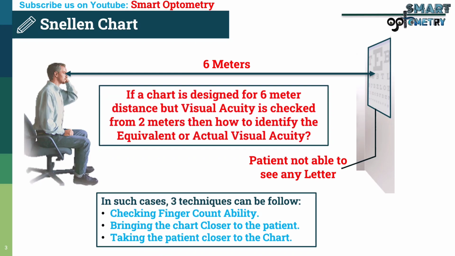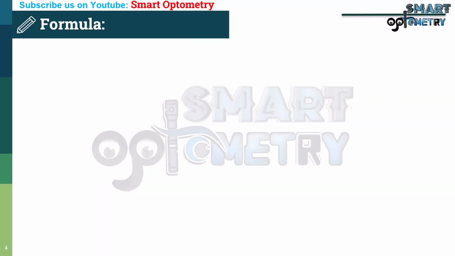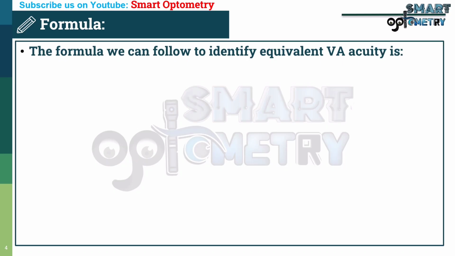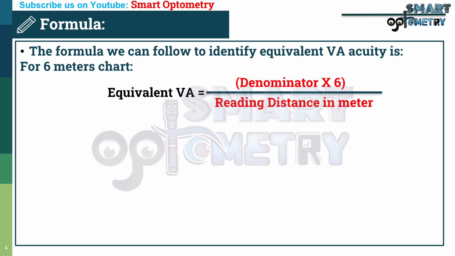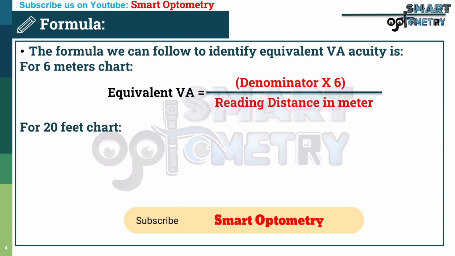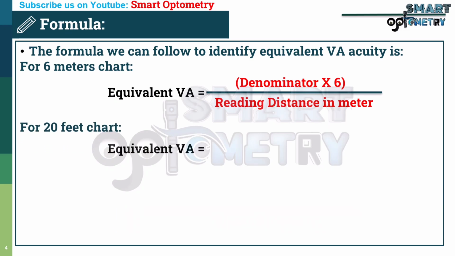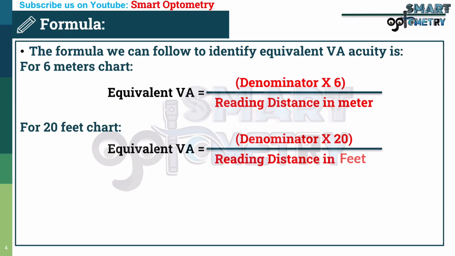Now, if a chart is designed for 6 meter distance but visual acuity is checked from 2 meters, then how do we identify the equivalent or actual visual acuity? The formula we can follow is, for a 6 meter chart, equivalent visual acuity equals denominator multiplied by 6 divided by reading distance in meters. For a 20 feet chart, equivalent visual acuity equals denominator multiplied by 20 divided by reading distance in feet.